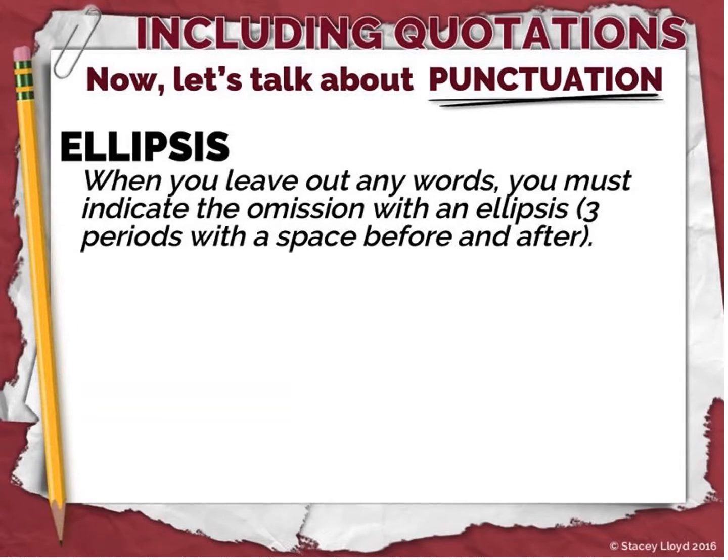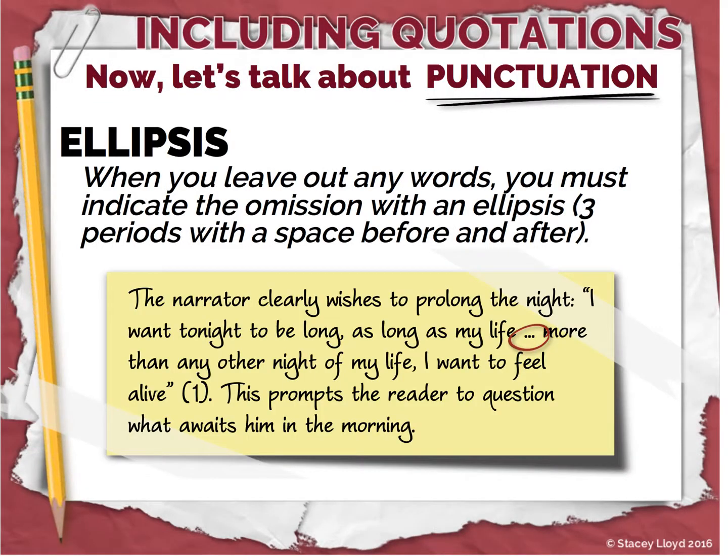Ellipsis. When you leave out any words, you must indicate the omission with an ellipsis, 3 periods with a space before and after. For example, the narrator clearly wishes to prolong the night. "I want tonight to be long as my life, ... more than any other night of my life, I want to feel alive." This prompts the reader to question what awaits him in the morning. And this is an example of editing part of the quote so that your quote completely supports your main idea.